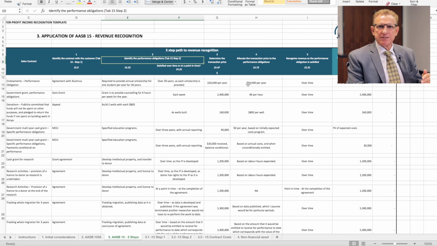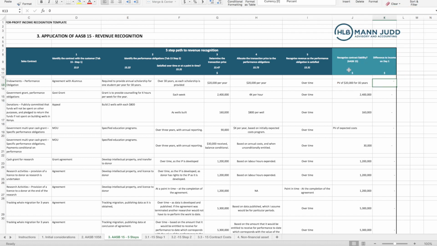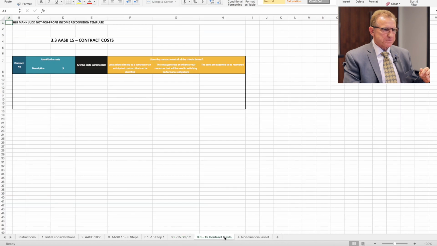Step four is to allocate that transaction price across the performance obligations and then recognise revenue either at a point in time or over time, or maybe at the end of the contract, which is at a point in time. Then we go to these last two columns where you can write down when you're going to recognise the income. We also have a tab here to help you through when the performance obligations are going to be satisfied, and you can take yourself through those questions there. Again, there is a lot of judgment involved in those steps, and you might need assistance with that.